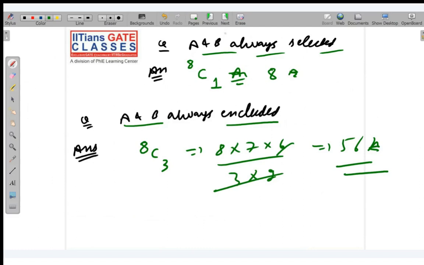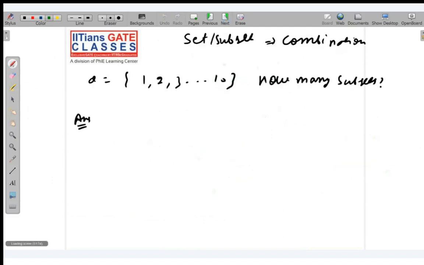Done, sir. Okay, so next is set and subset kind of thing. I have told you at the start of permutation and combination in the previous class, whenever a set or subset kind of thing comes, combination comes into the picture, because order does not matter in sets and subsets. So the first question is very simple.